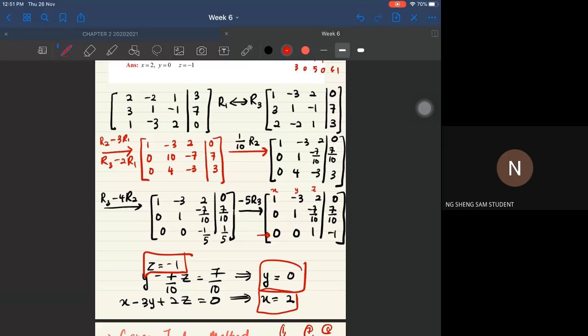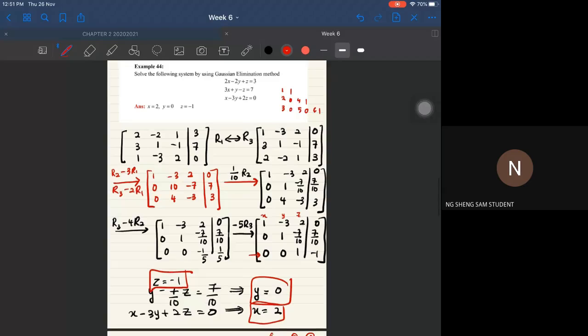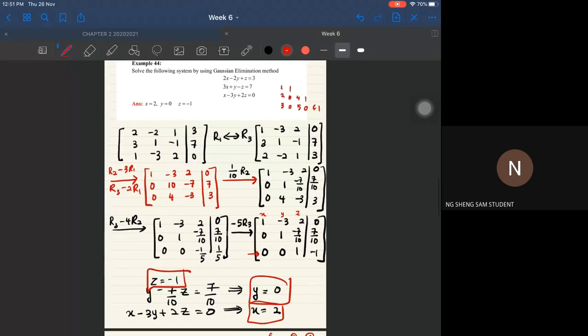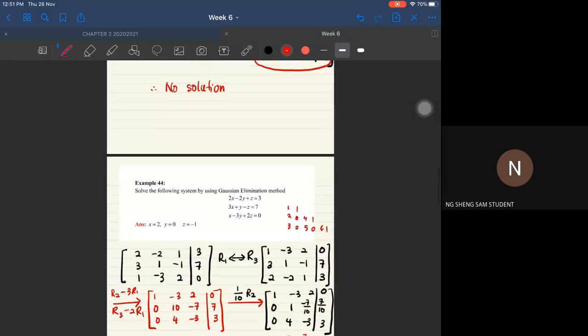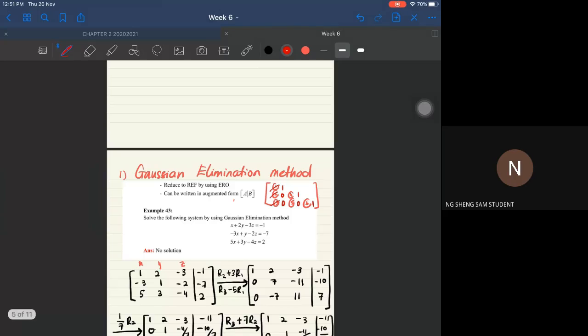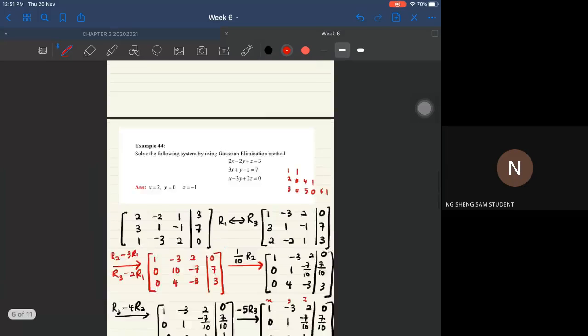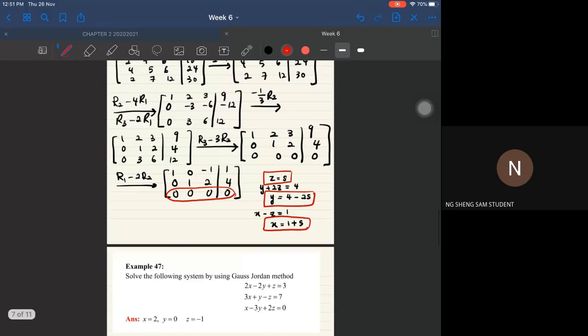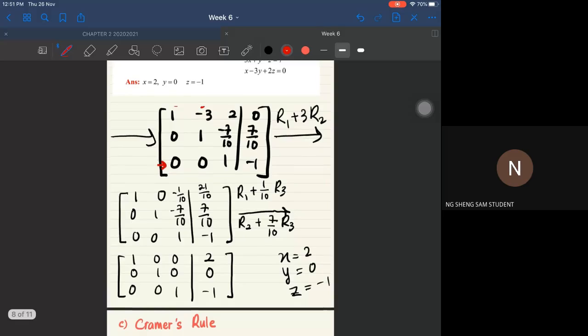Okay. And apa lagi? And kalau you tengok beza dia, kalau Gaussian elimination, kita reduce dia jadi REF kan? Ada atas ni, reduce to be REF. So kalau Gauss-Jordan, kita reduce dia kepada RREF. Okay.